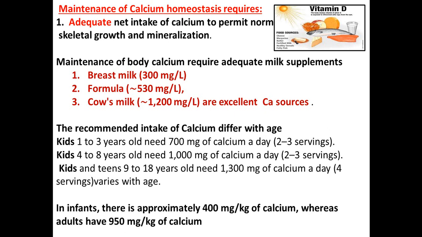They are excellent calcium sources. The recommended intake of calcium differs with age. Kids between 1 to 3 years need 700 milligrams of calcium daily. Kids between 4 and 8 years require 1000 milligrams of calcium daily, and those between 9 to 18 years require 1300 milligrams of calcium daily. In infants, there is approximately 400 milligrams per kg of calcium in their body, whereas adults have 950 milligrams per kg of calcium in their body.